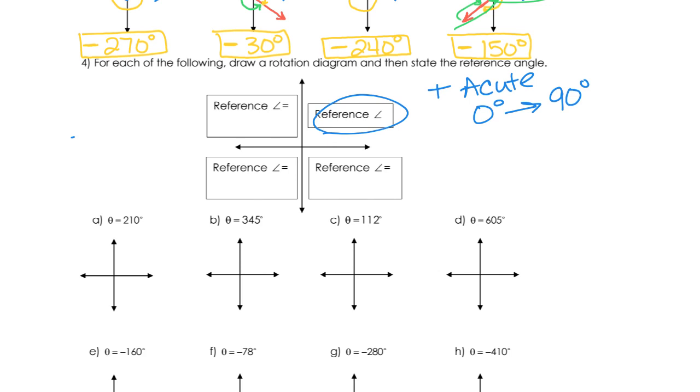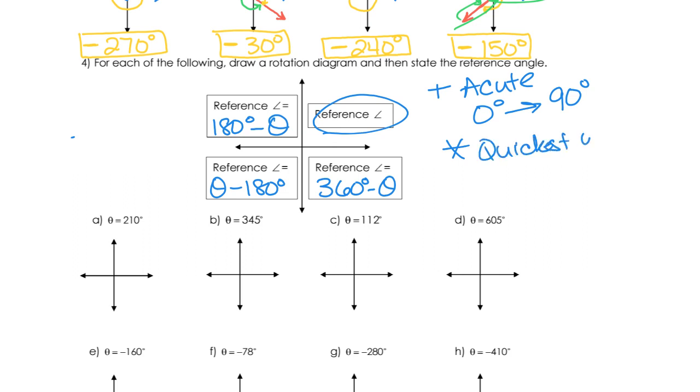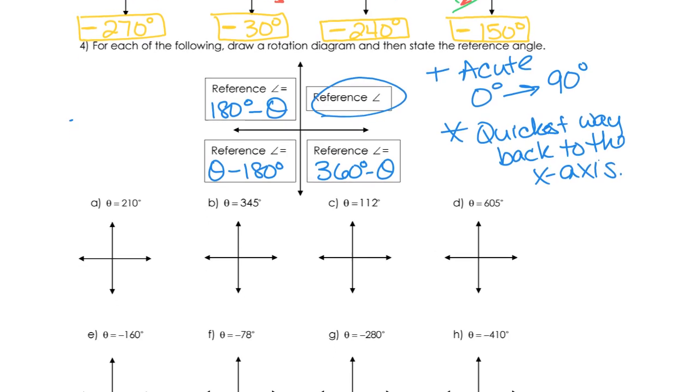If you want a quick way to get the reference angle and you're in quadrant 2, that would be 180 degrees minus your angle. In quadrant 3, that would be your angle minus 180 degrees. And in quadrant 4, that would be 360 degrees minus your angle. If you remember that it's the quickest way back to the x-axis, it might make a little bit more sense if you think that way. So here we go.